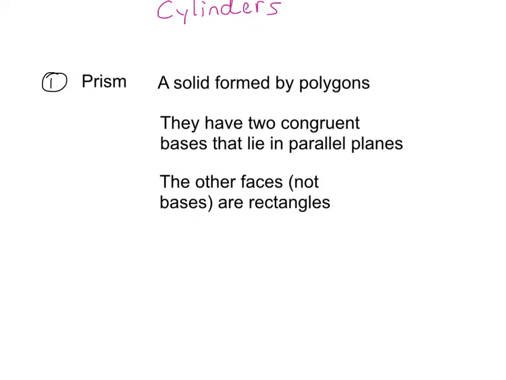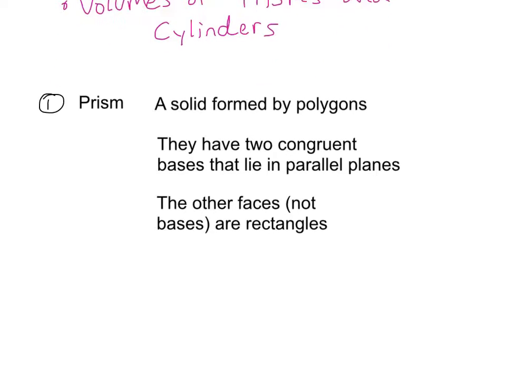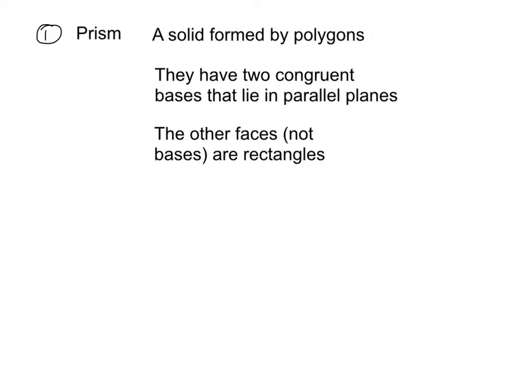So what's a prism? Before we move on to volume of prisms and cylinders, we need to have our definitions down. We'll remember that a prism is a solid that's formed by polygons. Is that a polygon? That is not a polygon because it's not a closed plane. So that could be a polygon. It's a trapezoid, that's a polygon. It's a rectangle. What are some other polygons? A triangle's a polygon. But it's only formed by polygons. These are not, in and of themselves, prisms.